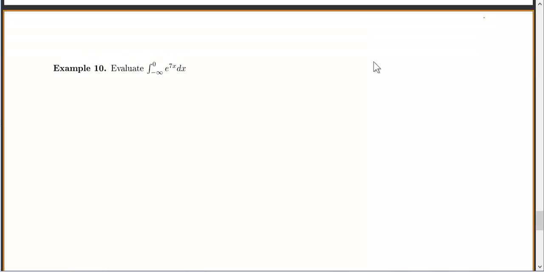Let's try another one. Let's evaluate from negative infinity to 0, e to the 7x dx. Now technically, it doesn't really matter which letter you put here. You can do any letter you want. But this negative infinity, we need to replace it with a letter. In our textbook, they will replace it with an a because usually they say limits go from a to b. So they'll put an a there, but if you want to put a b there, it's not going to make a difference. So we're going to go from a to 0, and this will be as a goes towards negative infinity, e to the 7x dx.